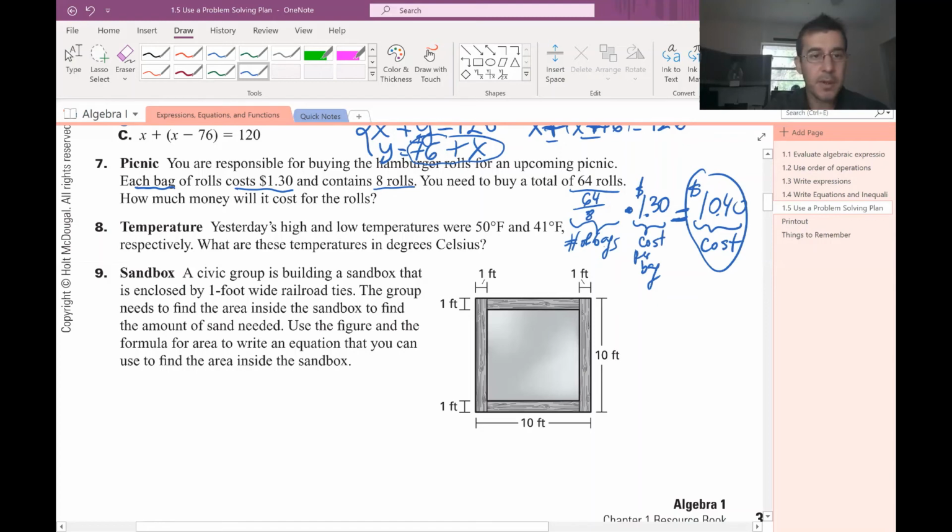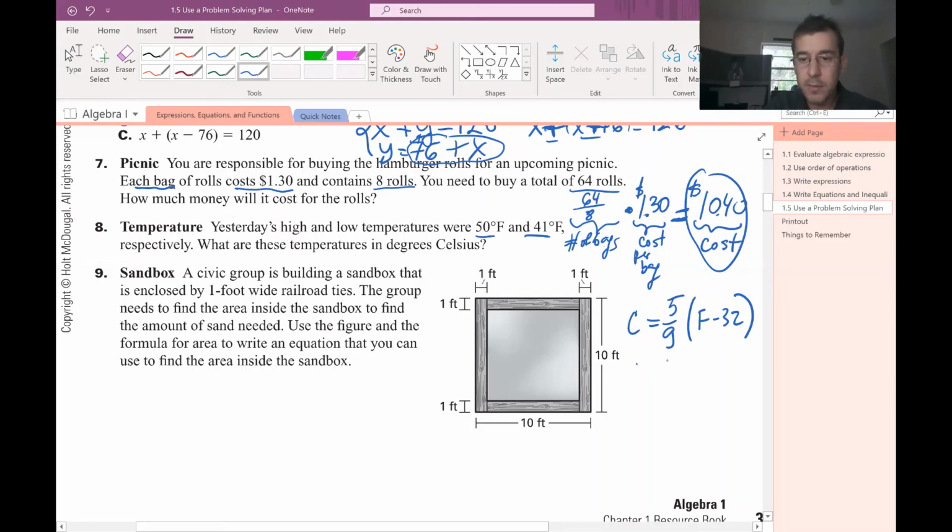Okay. Temperature, number 8. Yesterday's high and low temperatures were 50 Fahrenheit and 41 Fahrenheit respectively. What are these temperatures in degrees Celsius? So we have to use the formula. What's the formula? The formula for Celsius, because we have Fahrenheit, we have to compute Celsius. And Celsius is 5/9 times Fahrenheit minus 32.